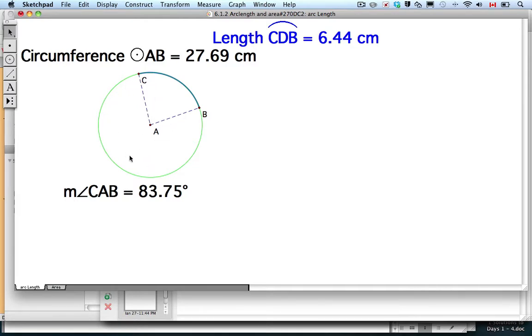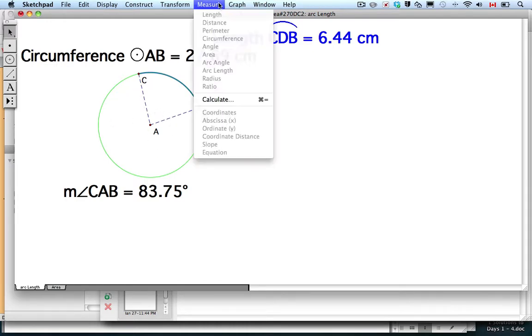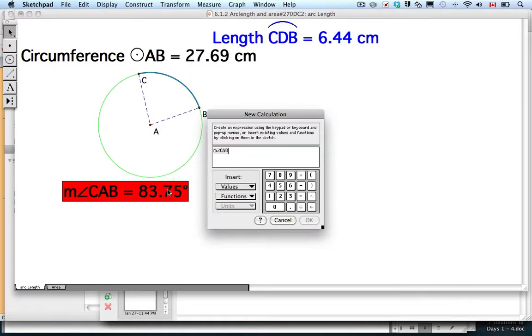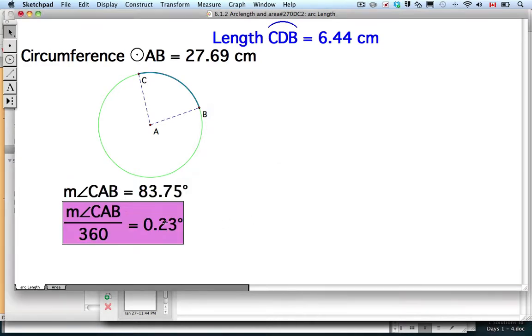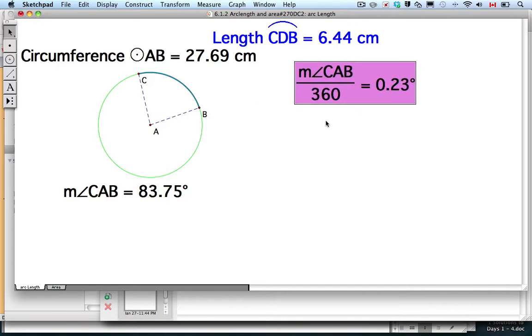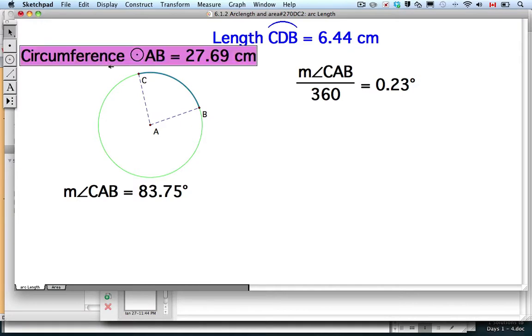I know the whole circle has a measurement of 360. I'm going to calculate the central angle CAB and divide it by 360. So we compared part of the degrees of the circle to the whole circle, part to the whole. Now, the circumference is the entire length of the outside perimeter of the circle. That's comparable to 360. The length CB, the blue, is comparable to this angle here, CAB.